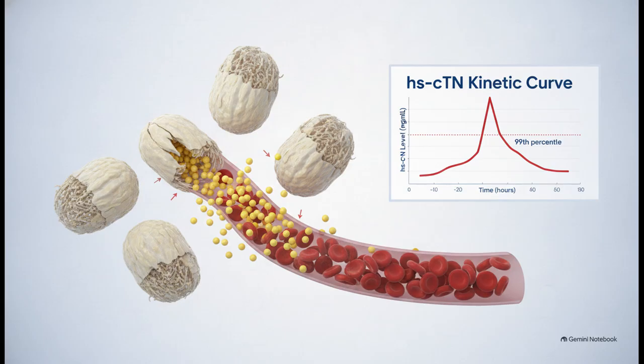We take serial measurements of high-sensitivity troponin every 1 to 3 hours. We're looking for a dynamic rise and/or fall with at least one value exceeding the 99th percentile of the normal reference range. That kinetic curve, that is the gold standard confirmation of myocardial injury.